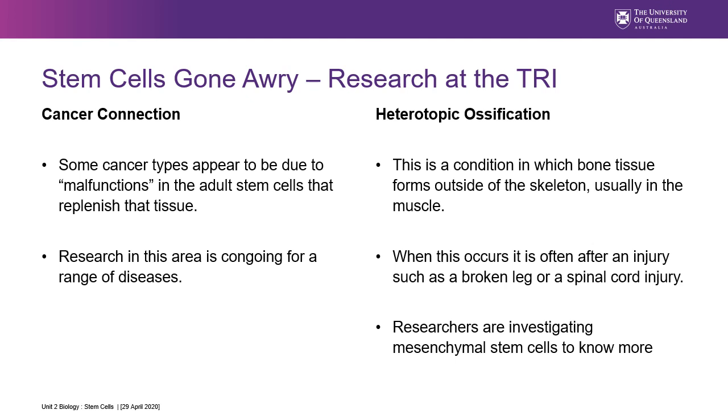There's also an interesting disease called heterotopic ossification, which is being researched. Heterotopic means other place, and ossification means bone formation. So this is a condition in which bone tissue forms outside of the skeleton, usually in the muscle. When this occurs, it's often after an injury, such as a broken leg or a spinal cord injury. So researchers are investigating mesenchymal stem cells to know more about this.